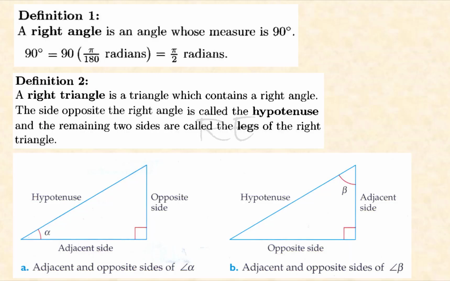A right angle is an angle whose measure is 90 degrees, and 90 degrees is equal to pi over 2 radians. A right triangle is a triangle that contains a right angle. The side opposite to the right angle, which is the longest side, is called the hypotenuse. The remaining two sides are called the legs of the right triangle.